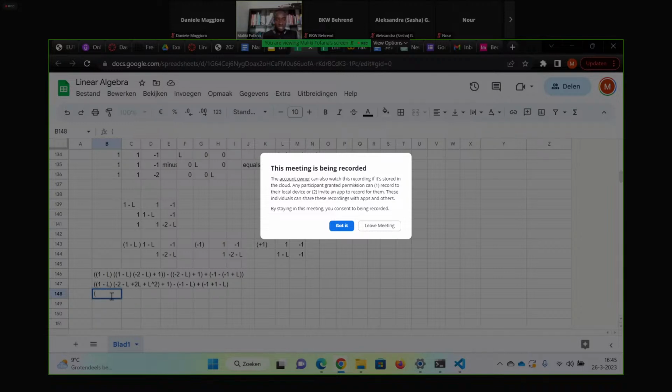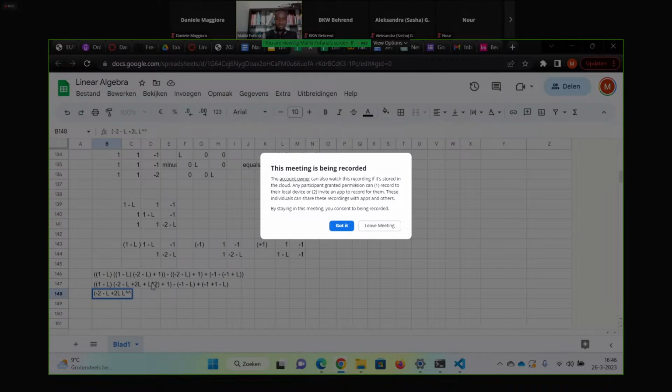So I will start with my 1. 1 times -2 is -2. 1 times minus lambda is minus lambda. 1 times plus 2 lambda is plus 2 lambda. And then 1 times lambda square is lambda square. That stays the same.